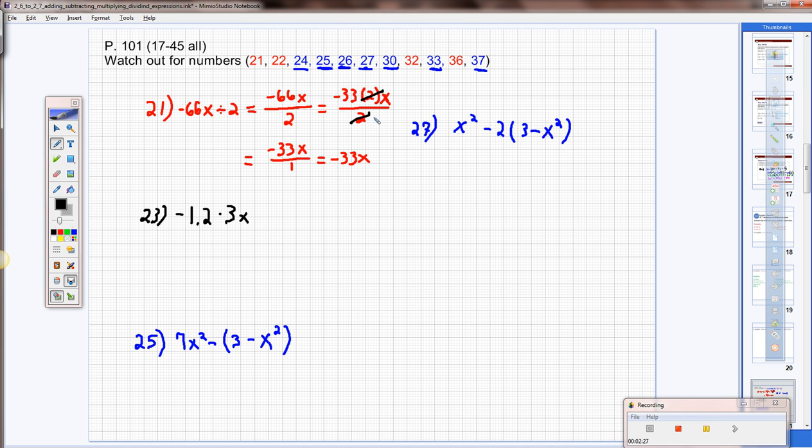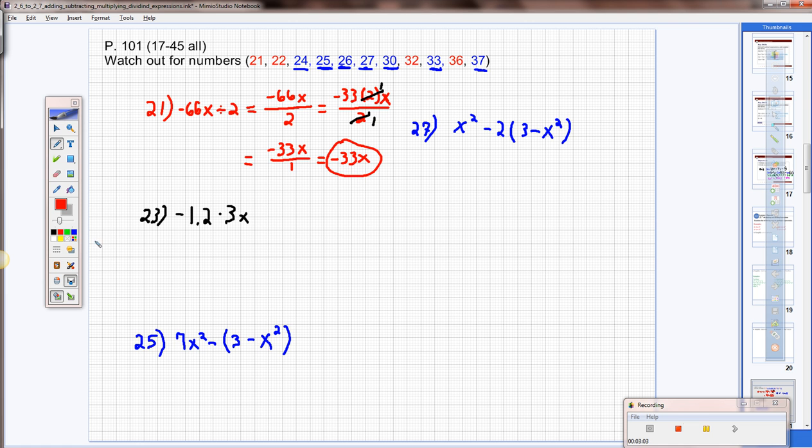So I cancel out the 2's. That's one group of 2 and one group of 2. 2 over 2 is the same as 1 over 1. Negative 33 times 1 times x is negative 33x. And then we have a 1 in the denominator. When we divide that by 1, we get the same value. So my answer is negative 33x. Circle your answer, move on to the next problem.